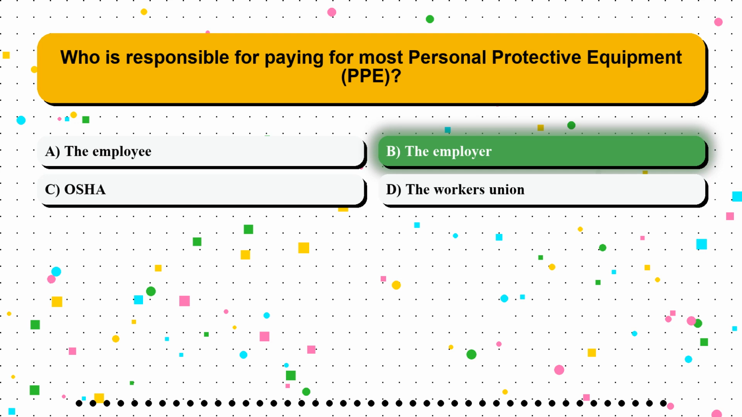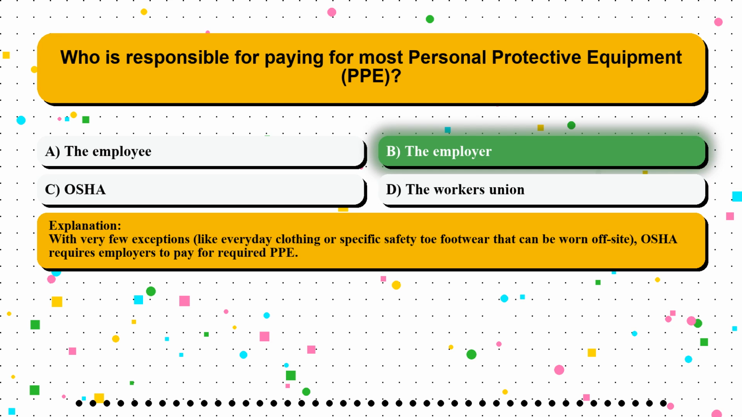The correct answer is option B, the employer. With very few exceptions, like everyday clothing or specific safety toe footwear that can be worn off-site, OSHA requires employers to pay for required PPE.